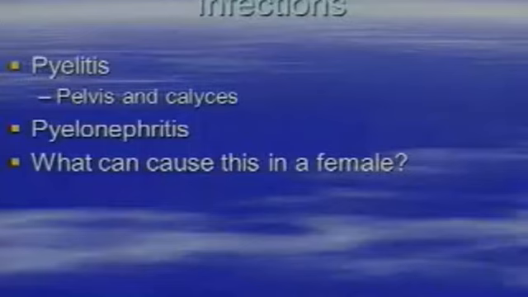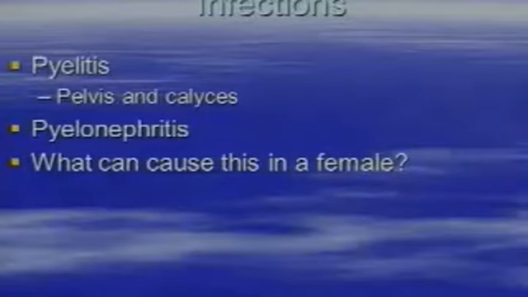Now, the first step of this process would be a UTI, or urinary tract infection. That would be when bacteria gets into the bladder and causes an infection. Now, if that continues up, goes up the ureters and goes into the openings, those openings we just talked about, the pelvis and the major and the minor calyces, that is known as pyelitis.